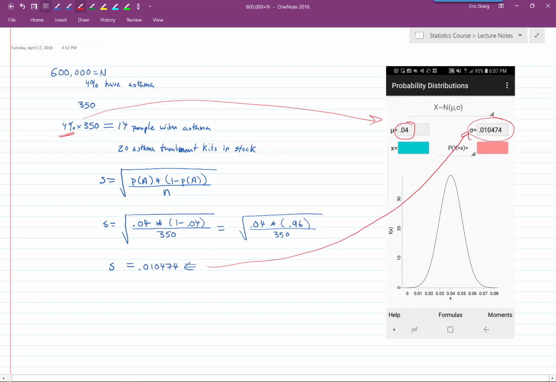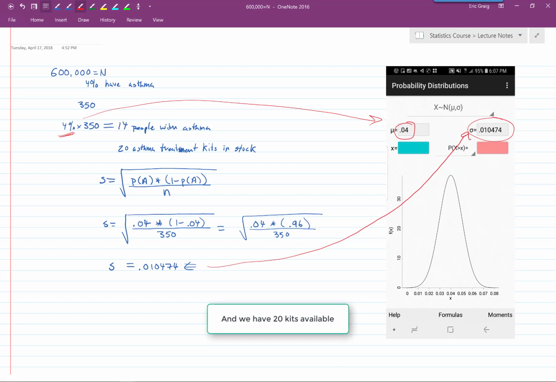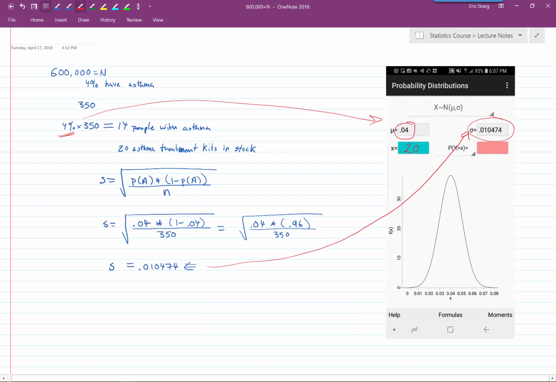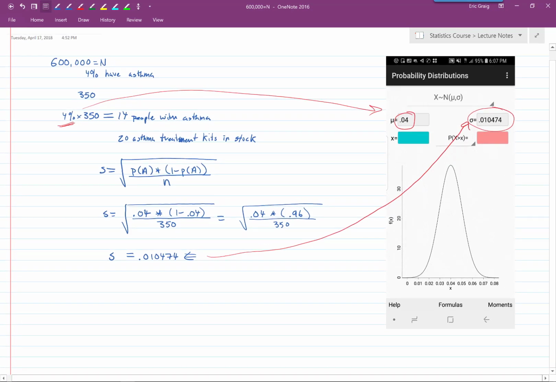We want to figure out the probability that we're going to run out of asthma kits. So you think, let's put a 20 in over here, hit enter, and that'll solve the problem. Well, actually, it won't solve the problem. And let me tell you why. The reason it won't solve the problem is because this 0.04 is set up as a proportion. Okay? So we need to put a proportion in here also.